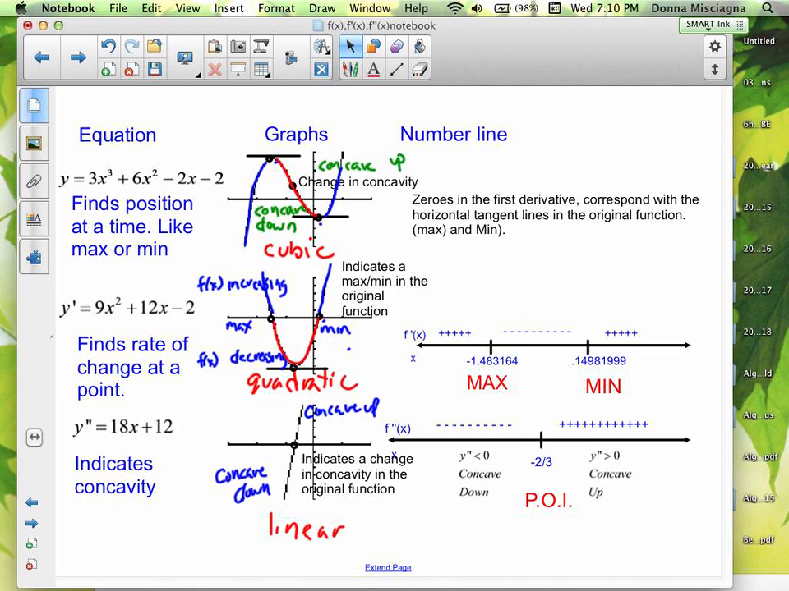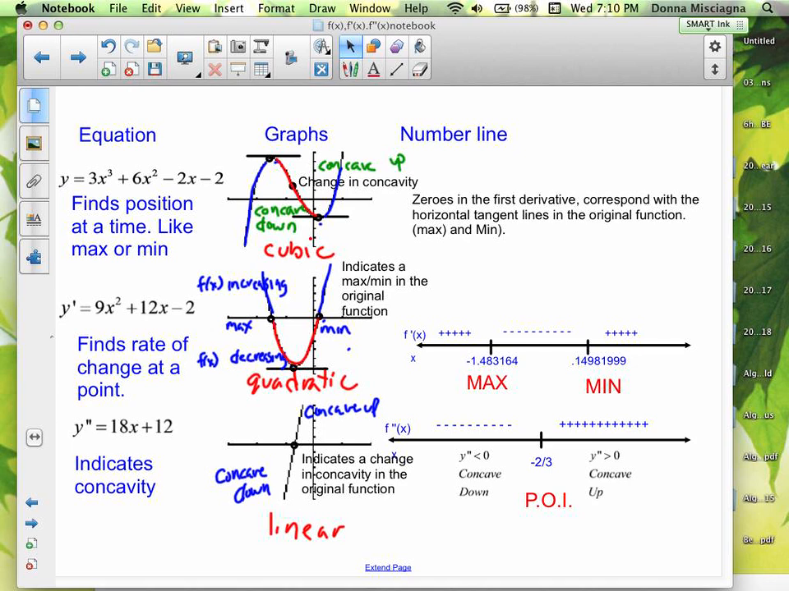Whether it's a max or a min depends on whether we go from increasing to decreasing or decreasing to increasing. If we look from left to right, we went from increasing to decreasing. That's going to be a max. Then we went from decreasing to increasing. That's going to be a min. You should be able to look at the graph of the derivative and know where you have horizontal tangent lines, where you have max and min values, and where your original function is increasing or decreasing.